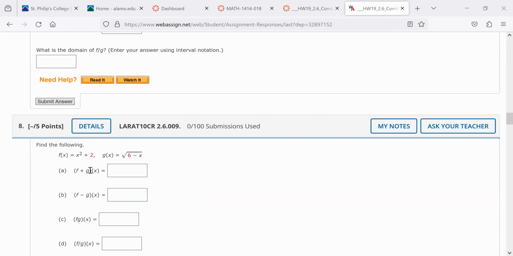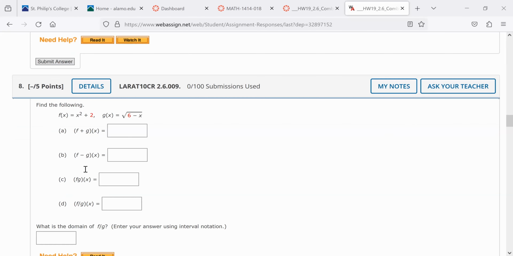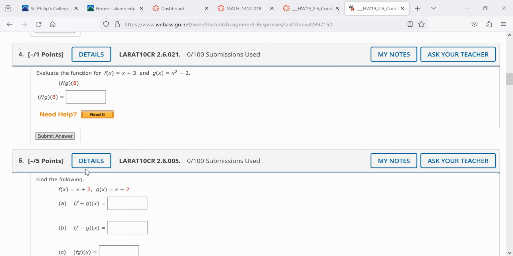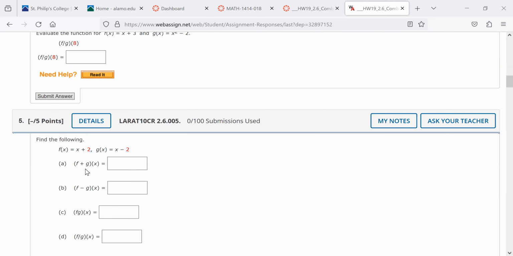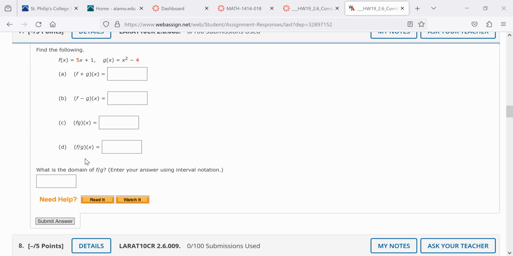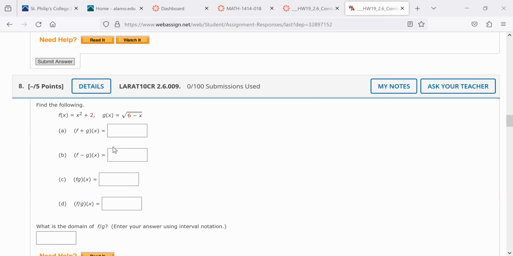Eight is a little more interesting. This one will be a little harder, but very similar. Because if you notice, 5, 6, 7, their domains are all real numbers. But 8, F is all real numbers, but G has a restriction where the inside must stay positive.